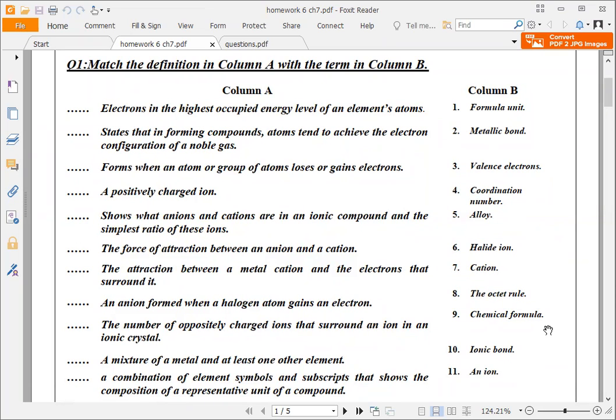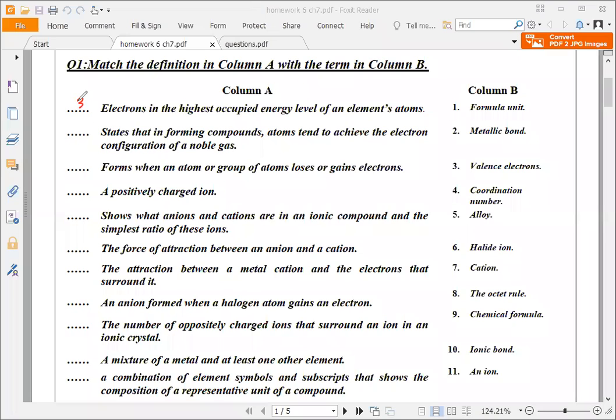Turkey, read column A. And Mazen, give us the number and the term. Okay, of course, teacher. Electrons in the highest occupied energy level of an element's atom is 3, valence electrons.